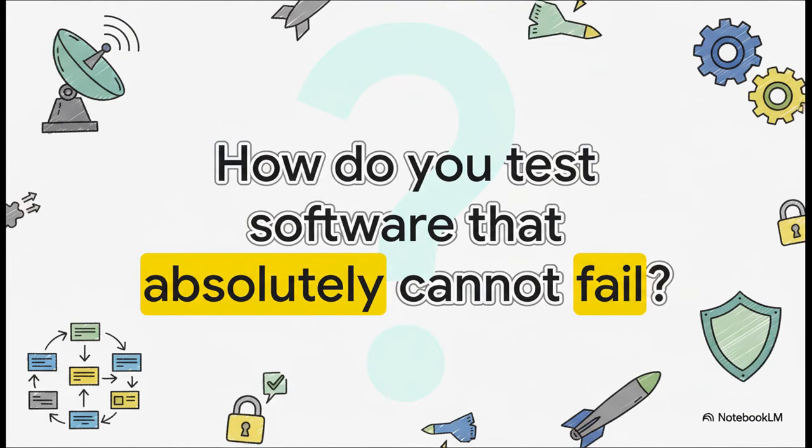I mean, really think about that for a second. We're not talking about a buggy app on your phone that you can just restart. We're talking about systems where failure just isn't an option. So what's the game plan when the stakes are that incredibly high?